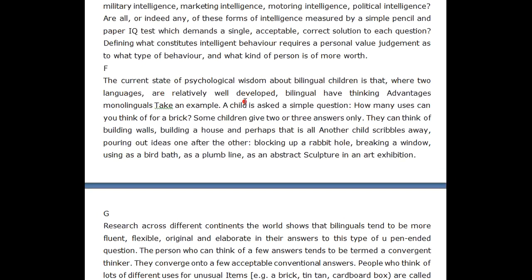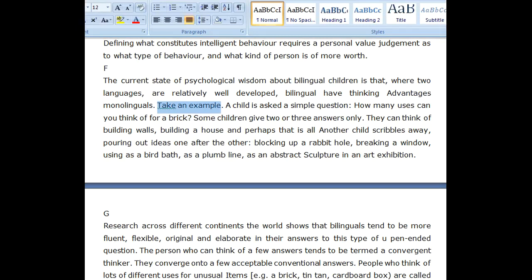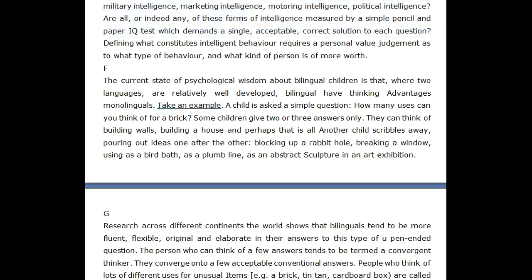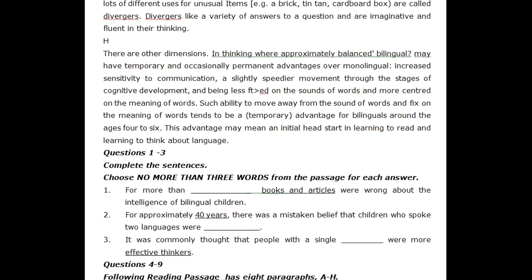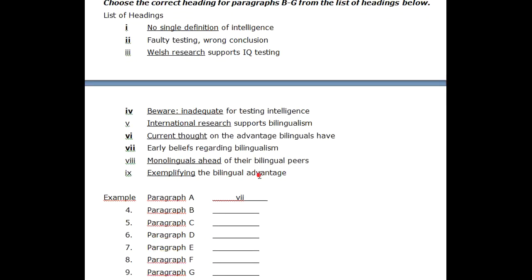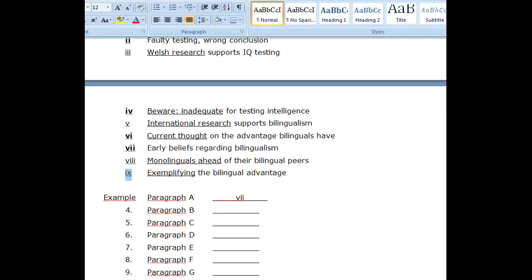But where two languages are relatively well developed, bilingual, so I'm not getting the answer here. Just take an example. That means it might be exemplifying, but I have to see how much example there is. A child is asked a simple question, how many, that is another. Oh, so it's all about examples. It is exemplifying because it devotes more than 50% of the portion to exemplifying. So the answer here is exemplifying the bilingual advantage, and that was paragraph F. Right.